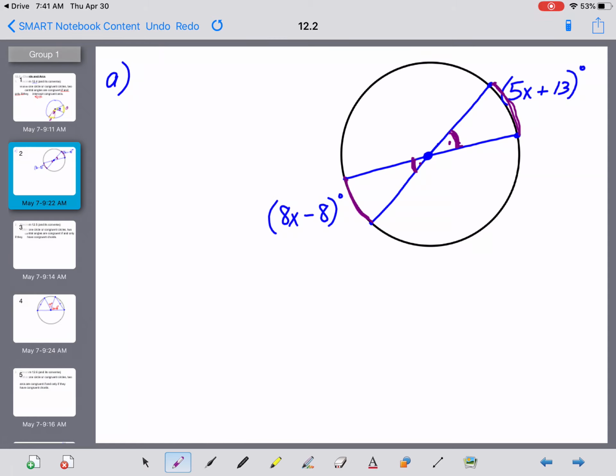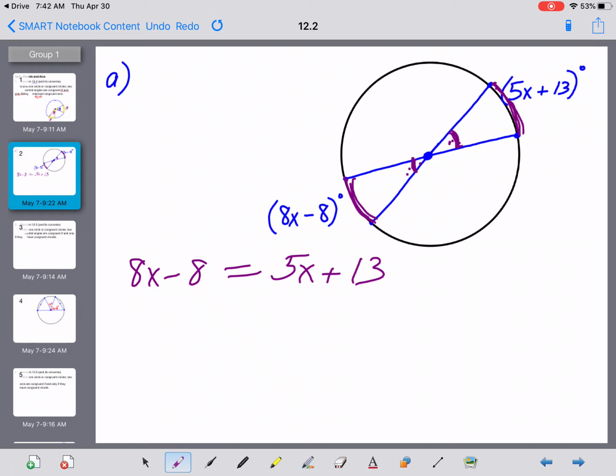And the theorem we just learned, theorem 12.4, tells us that if these two central angles are congruent, then these arcs over here have to be congruent to each other as well. And once we figure that out, it's a relatively easy problem. So 8x minus 8, the measure of this arc over here, has to be equal to the 5x plus 13 up here on the top right.